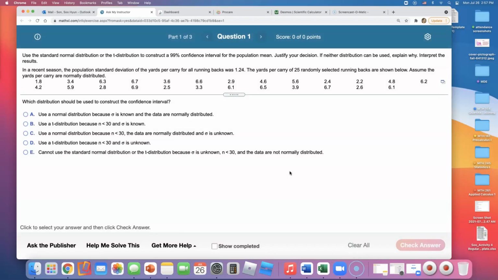Which distribution should be used to conduct the confidence interval? Should we use normal or should we use T distribution? Let me take a look. So, look at that. The population standard deviation of the yards per carry for all of them is 1.24. They gave you the population standard deviation, so we're going to go with the z-test, the normal distribution. So click on normal distribution because population standard deviation is known.